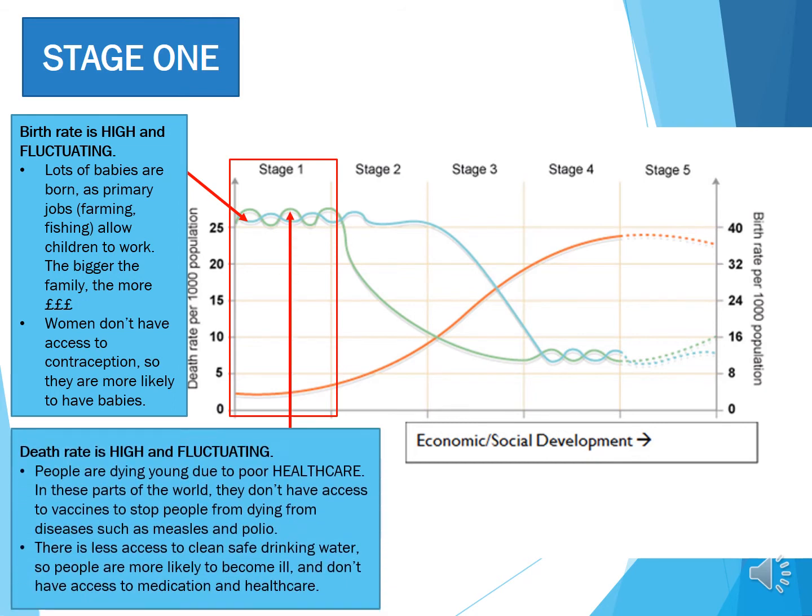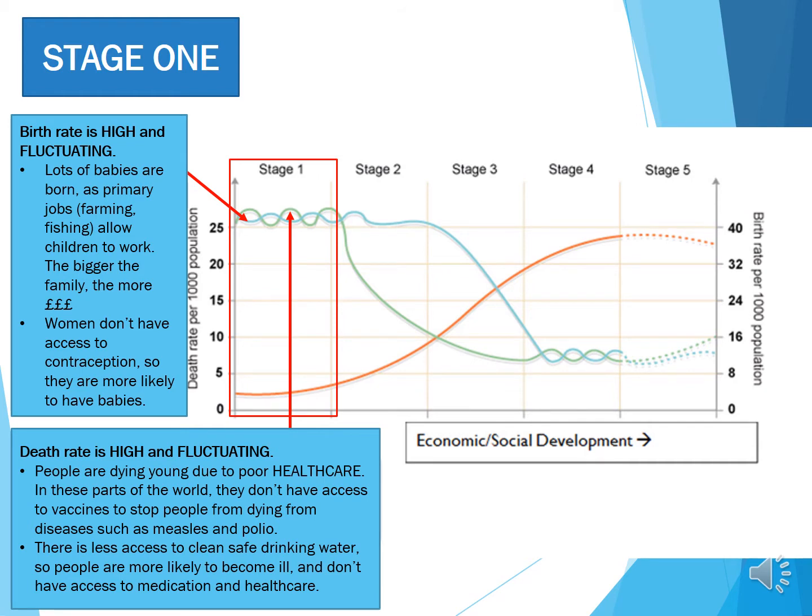The death rate then is signified by the green line. And again, this is high and fluctuating. And this tells us lots about the healthcare of this country. So it tells us that people are dying very young because of poor healthcare. In this country, when you're a baby, you have vaccines which will stop you from getting diseases such as measles and polio. In stage 1 countries, they do not have this healthcare.